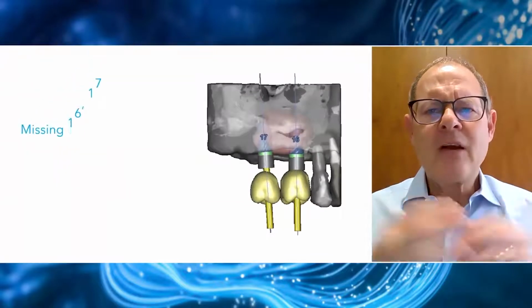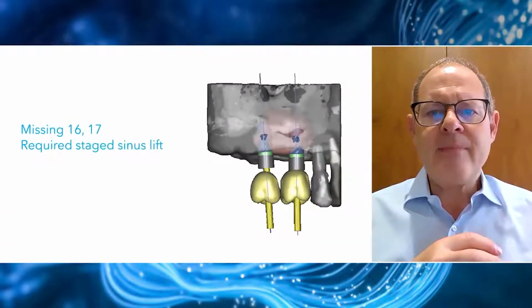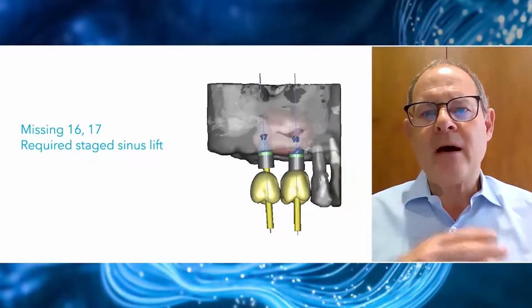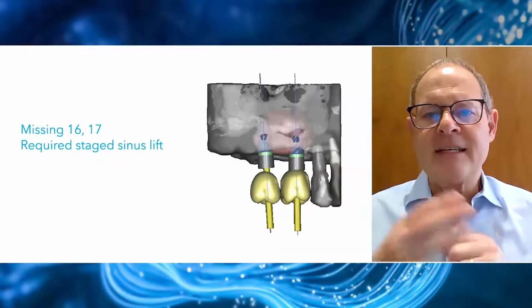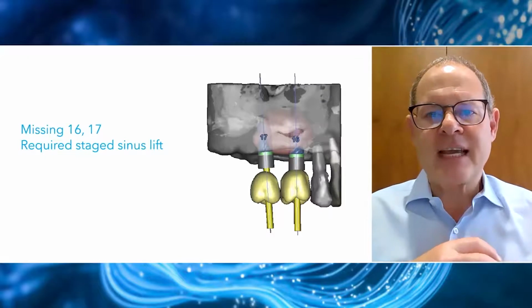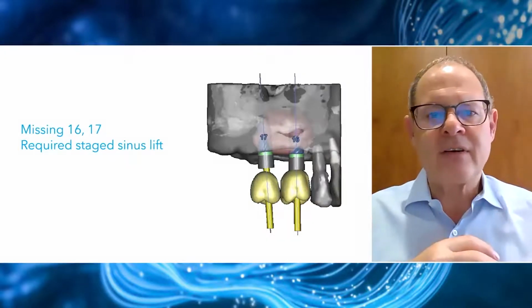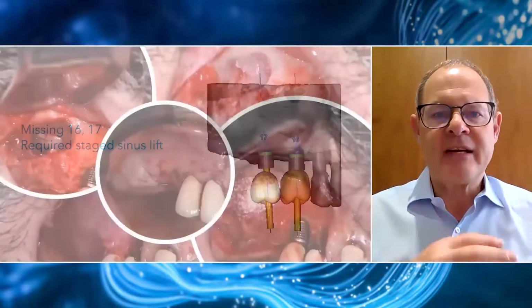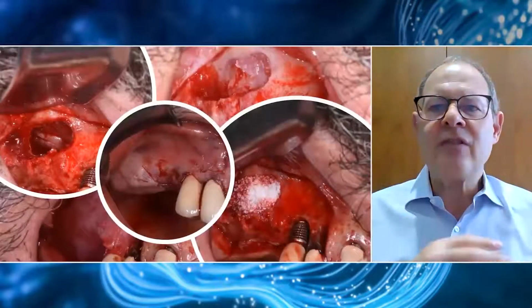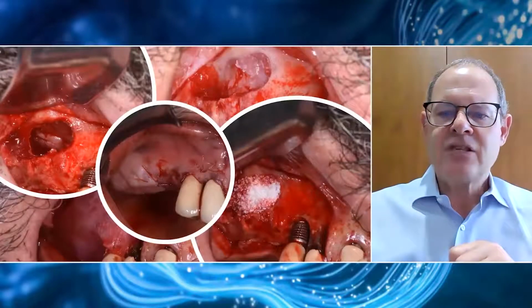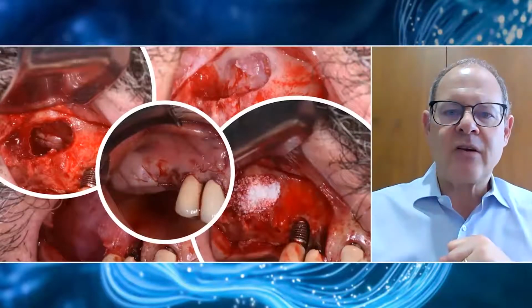And I think we all understand the importance of planning. So I'm going to share a case with you with missing molars. This is the upper right first and second molar, positions 2 and 3, or 16 and 17, requiring a staged sinus lift. And today is not the day to be talking about sinus lifts, at least that's not my remit. So just to say that this was done on a staged basis.